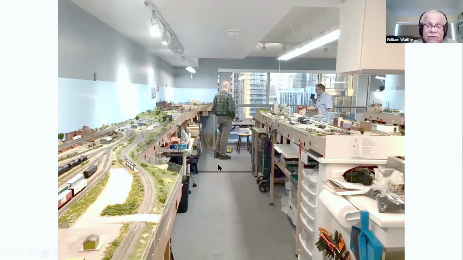This is just a view when you enter the layout. To the left is the storage yard, Malport yard. In the distance is the Malport classification yard. And the Rexdale and Etobicoke North industries are on the peninsula and on the wall in the back. And that's Keith Martell calmly looking out the window instead of working.